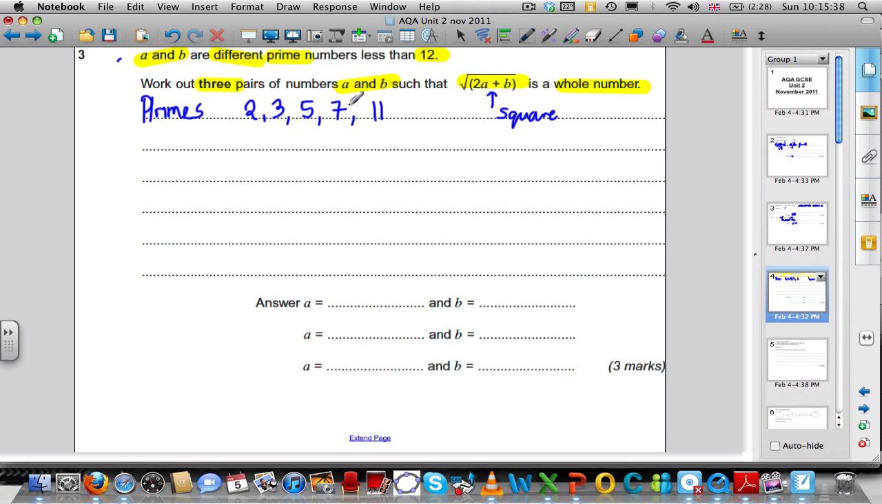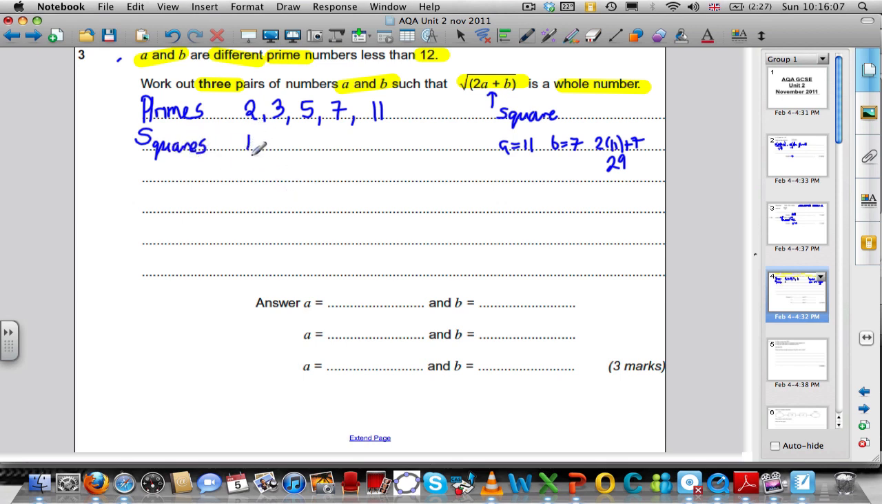Now, what's the biggest? If A and B, you're restricted to choosing them from here. The biggest 2a plus b would be if you chose A to be 11 and say B to be 7, and you would get 2 times 11 plus 7, 22 plus 7 is 29. So you want the squares less than 29. So write your squares as well so you can see what you're aiming for.